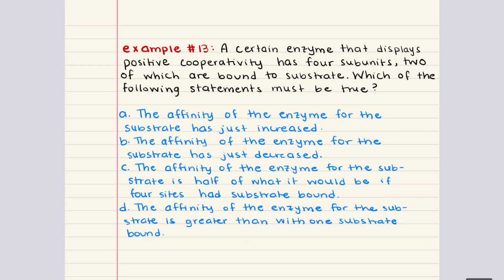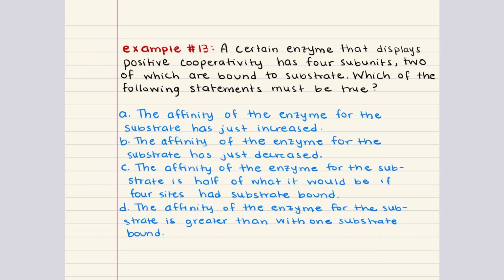Problem 13 says, a certain enzyme that displays positive cooperativity has 4 subunits, 2 of which are bound to substrate. Which of the following statements must be true? A says the affinity of the enzyme for the substrate has just increased. B says the affinity of the enzyme for the substrate has just decreased. C says the affinity of the enzyme for the substrate is half of what it would be if 4 sites had substrate bound. And D says the affinity of the enzyme for the substrate is greater than with 1 substrate bound.